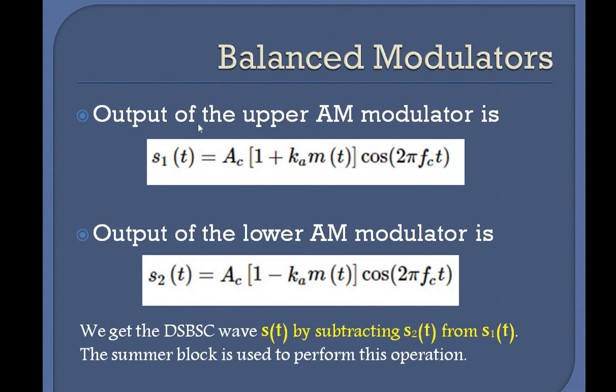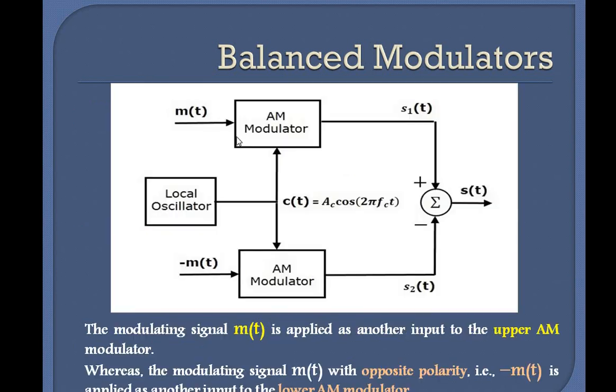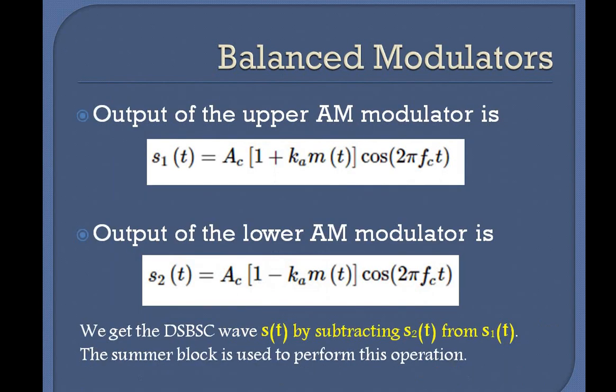Now see what you are having. The first signal S1 of t is nothing but the output which is obtained from your first amplitude modulated block. This is actually an amplitude modulated generated signal. So the first output will be my amplitude modulated signal. What was the amplitude modulated signal?